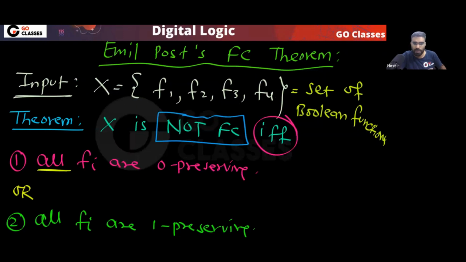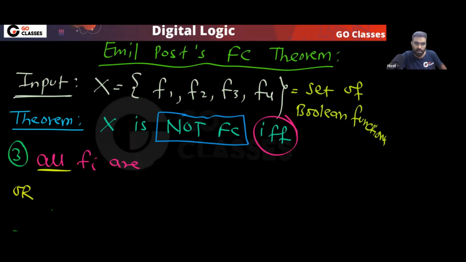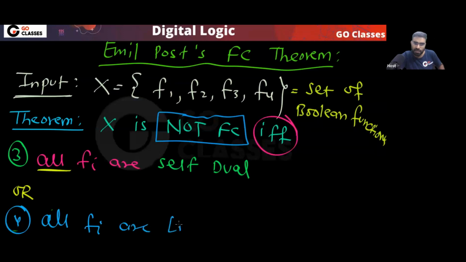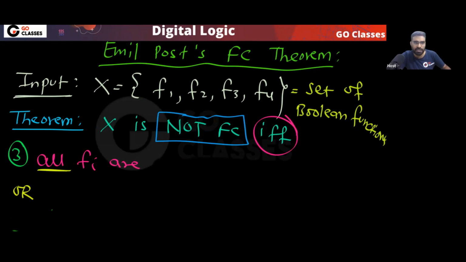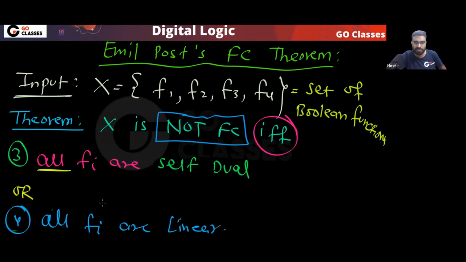Is this clear? What is the next part? The third one is all fi are self-dual. If all fi are self-dual, then X is also not functionally complete. Or if all fi are linear, then also it is not functionally complete. And finally, the fifth point: if all fi are monotonic. So these are the five points. Is this clear?